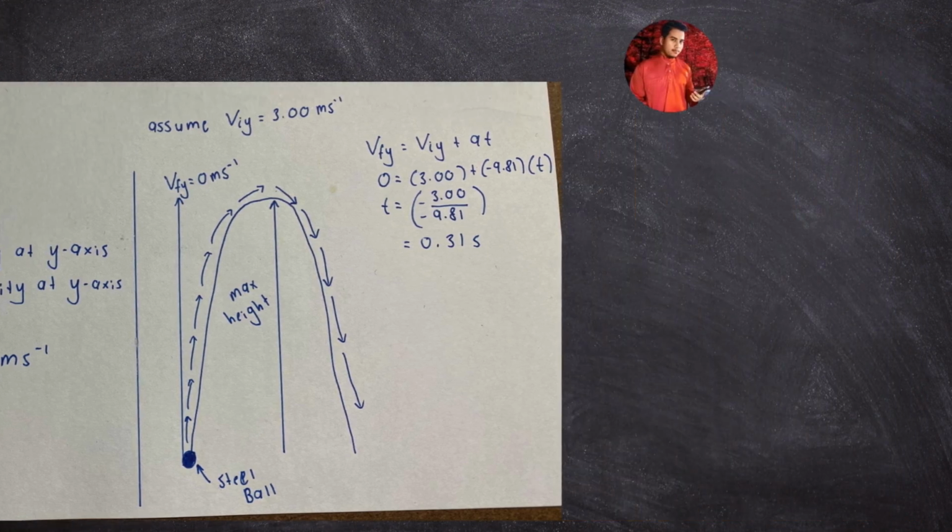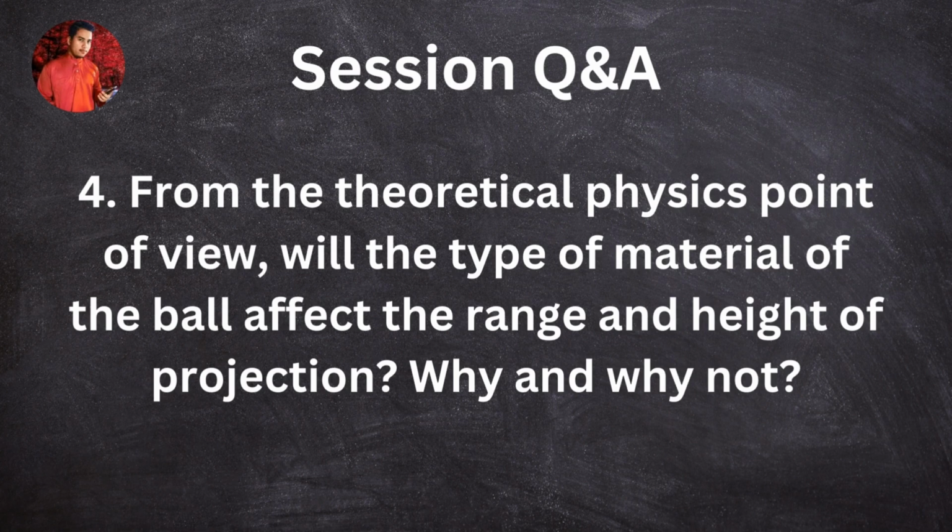Alright, question number 4. From the theoretical physics point of view, will the type of material of the ball affect the range and height of projection? Why or why not? So my answer is no. It is because any kind of material, like alloy, wood, steel or any other type of material for this ball, does not affect the result for the range of projection and also the maximum height of projection.